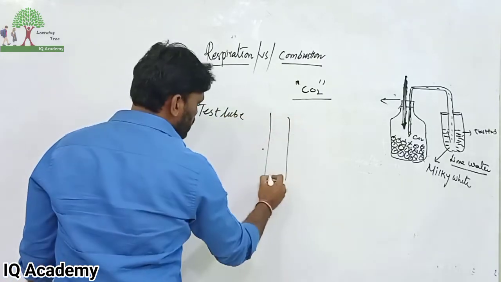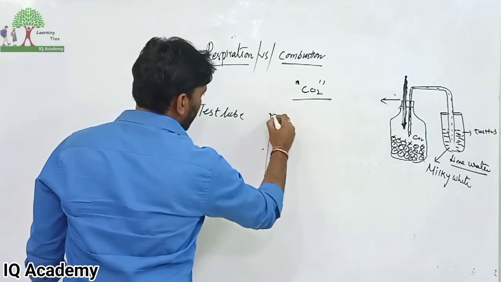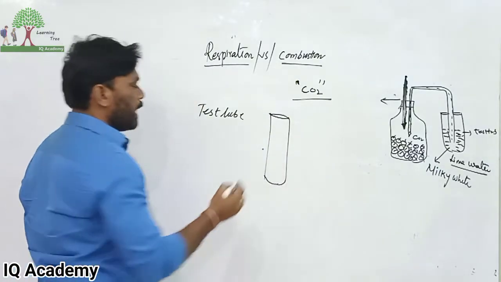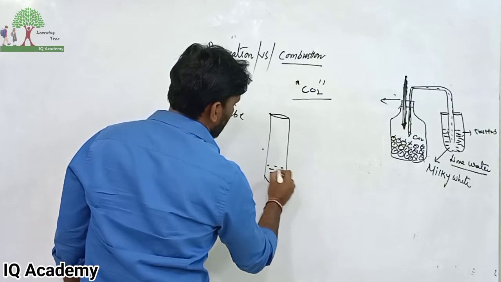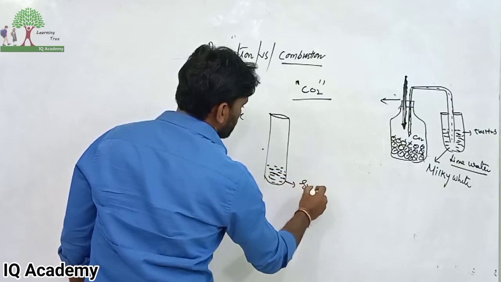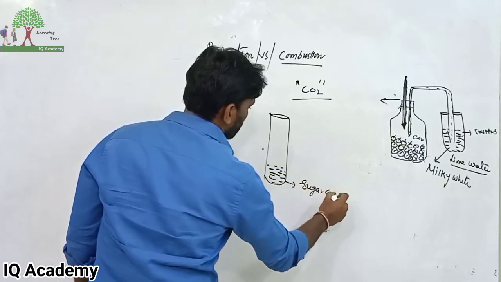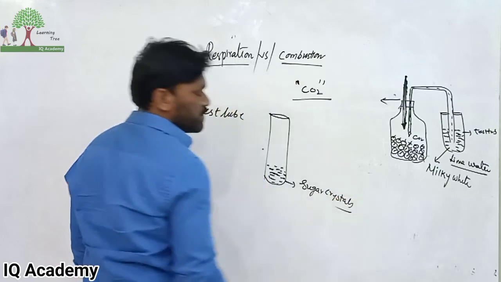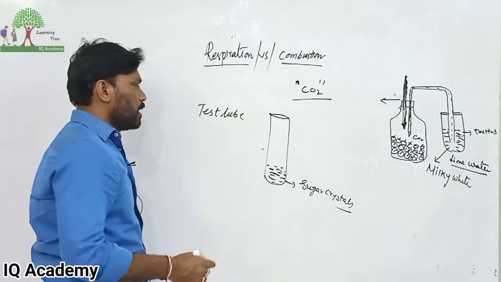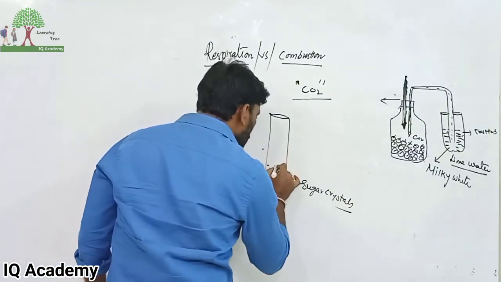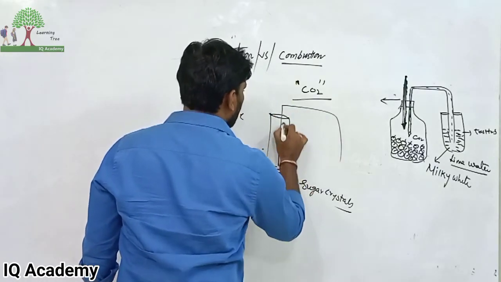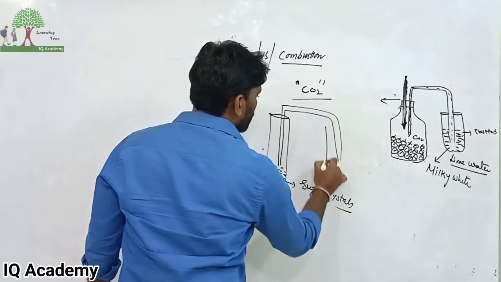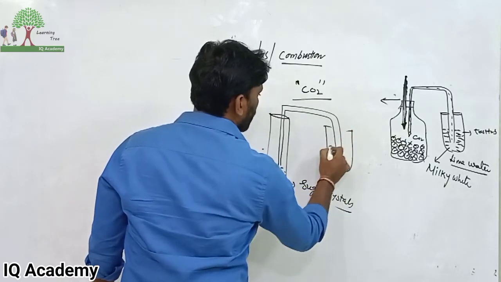Take a test tube and add sugar crystals. Now arrange a tube from this test tube and allow it to enter another test tube which consists of lime water.